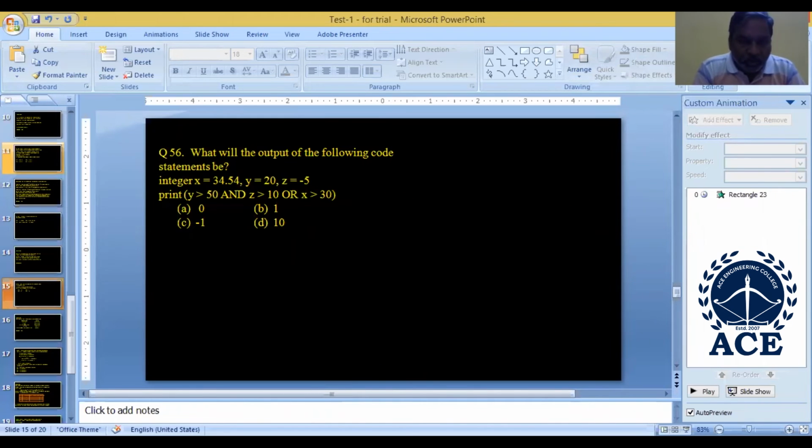We'll take another question, question number 56. What will be the output of the following code statements? Integer x 34.54, y is equal to 20, z is equal to minus 5. Print y greater than 50 and z greater than 10 or x greater than 30. We'll solve this problem by running through this program step by step.